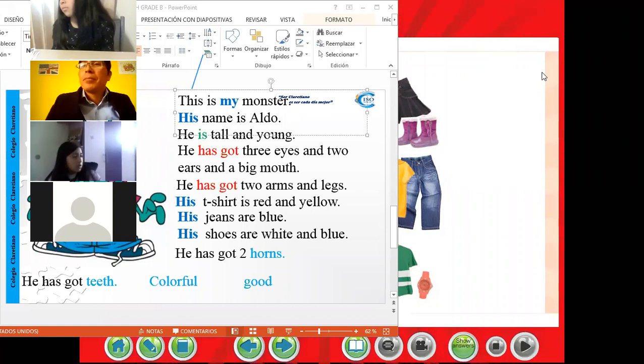This is my monster. His name is Tony. He is short. He is blue and green. His head has 4 eyes, 4 teeth, and a big red mouth. His body has arms. He has 2 legs.